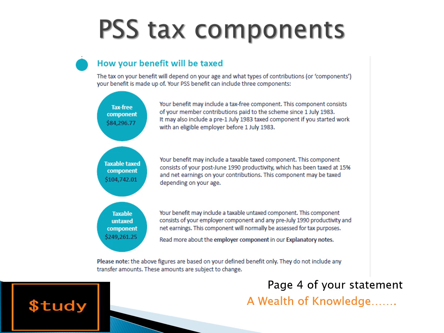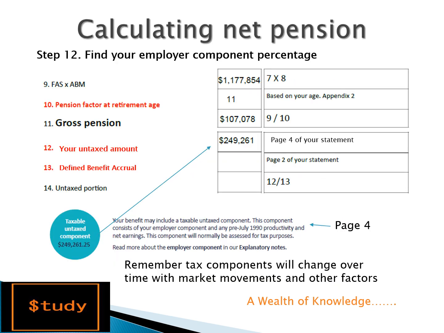Okay, so what we're going to look at here is, when we saw our chart, it basically said that over 60, our tax-free component was obviously tax-free. Our taxable taxed component was also tax-free post 60. So the only bit that we really have to pay tax on is the taxable untaxed component. So we find on page 4 our tax components and we focus on the bottom one, our taxable untaxed component. And we take that number and we're going to put it into our worksheet.